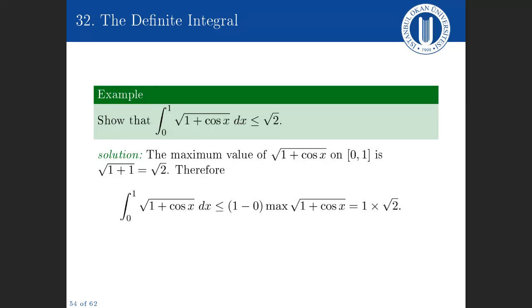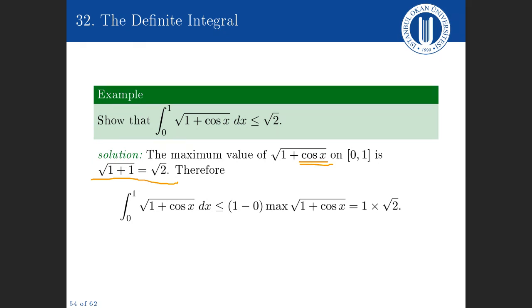Show that the integral from 0 to 1 of the square root of 1 plus cos x is less than or equal to the square root of 2. Well, what are the biggest and smallest numbers of cos? The smallest that cos can be is -1, and the biggest that cos can be is 1. So the biggest that the square root of 1 plus cos x can be is the square root of 1 plus 1, or square root of 2.